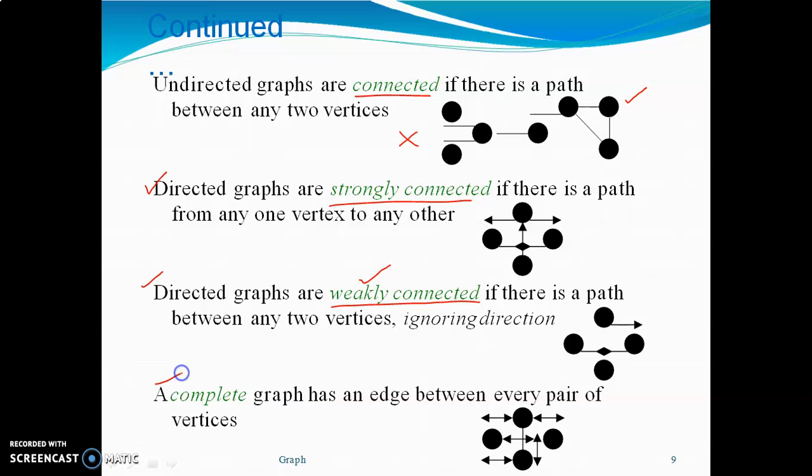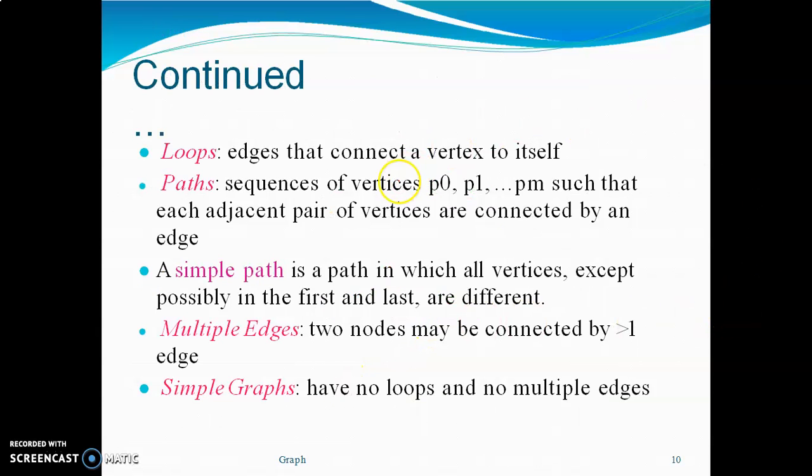And a complete graph: if each and every vertex has a direct path from another vertex, then that is called a complete graph. Another terminology is loops or cycles. A cycle is a path from a vertex to itself, and a loop we can call the same thing: it connects a vertex to itself. A path is a sequence of vertices. A simple path is writing only the first vertex and the last vertex.